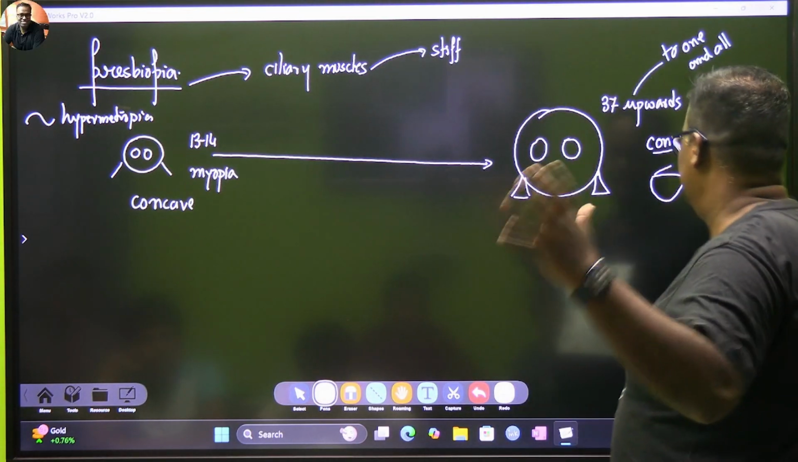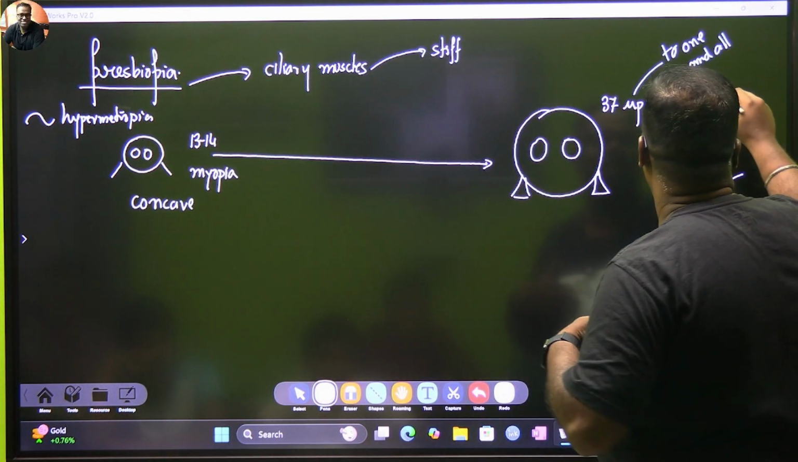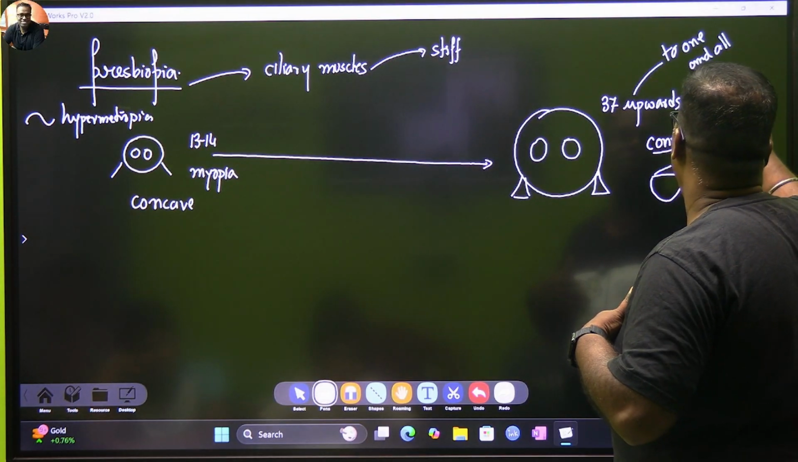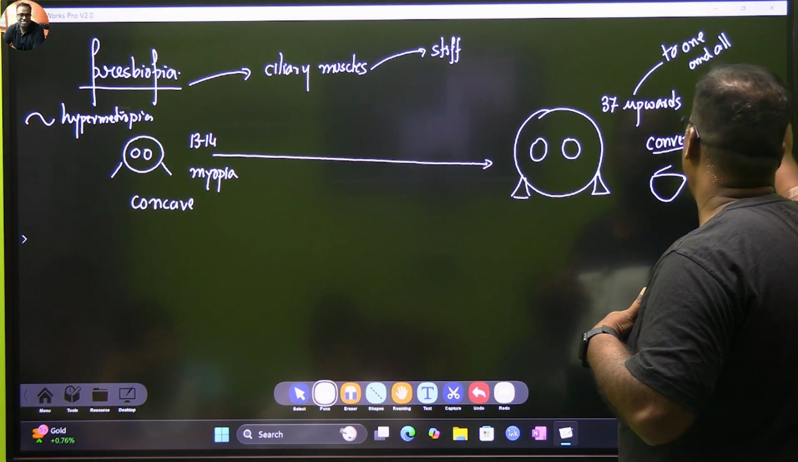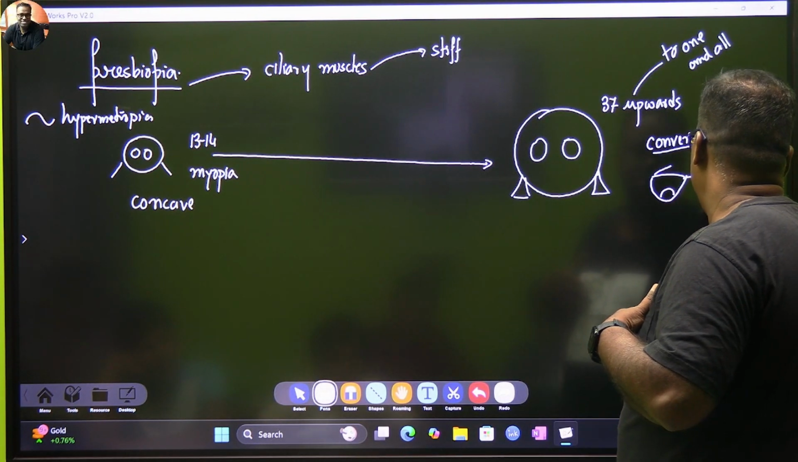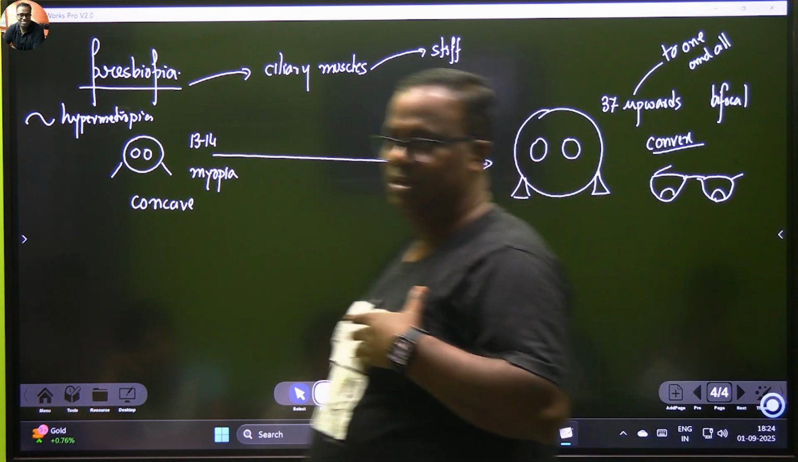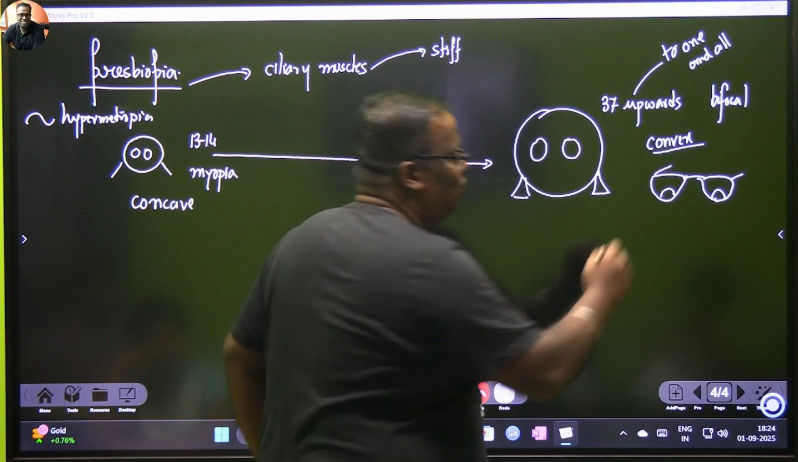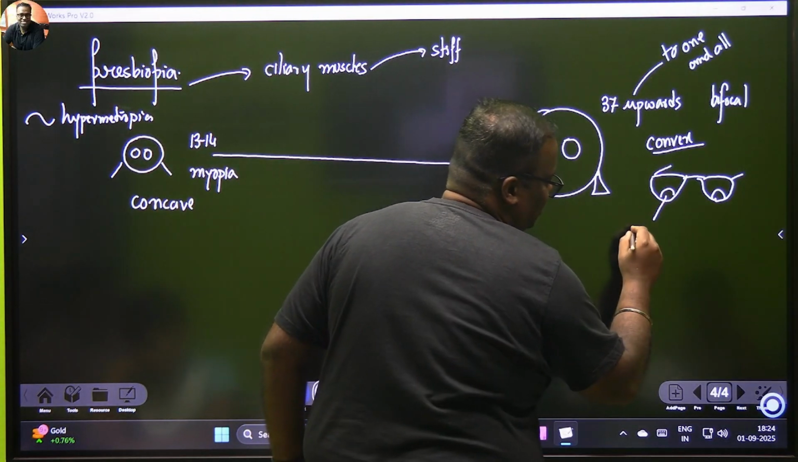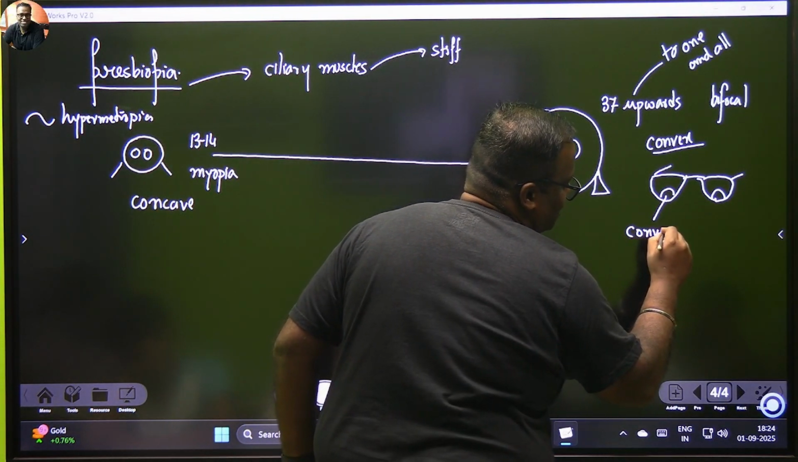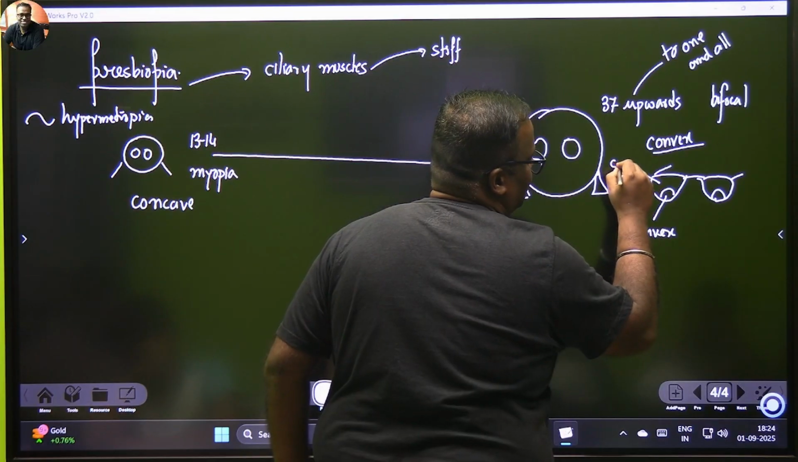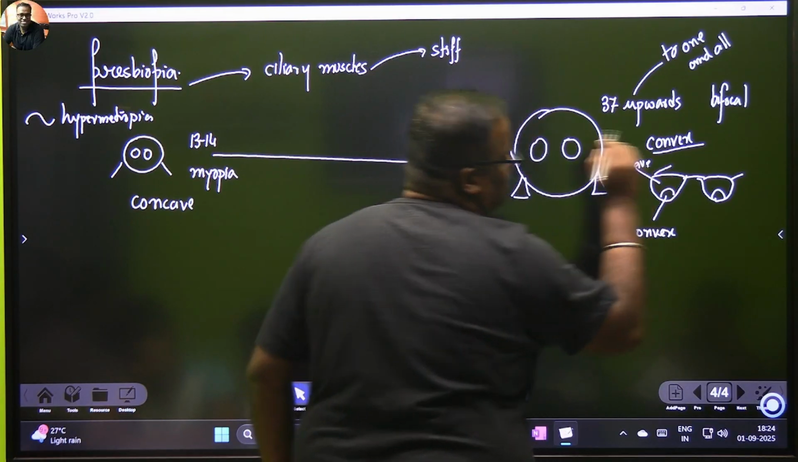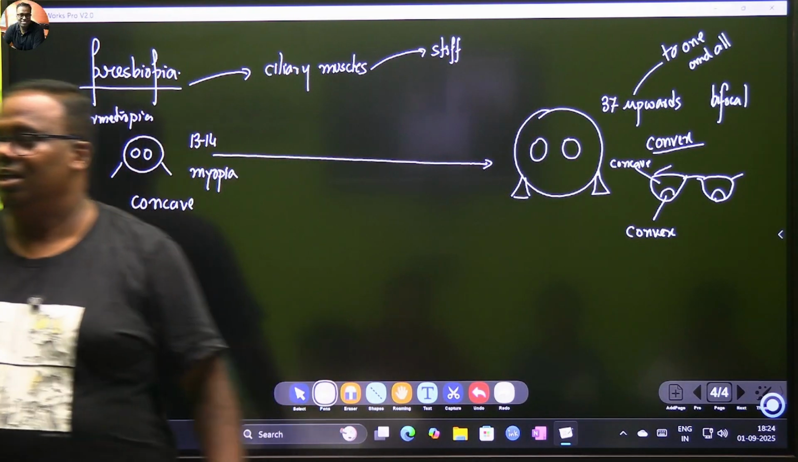Now, initially when we were kids and we used to see our parents, many of your grandparents you'll see, we call it bifocal, and her lens will become like this. Okay. This is called bifocal. This part is for reading, right? So this part will be convex and this part is concave. Now this is called bifocal, right?